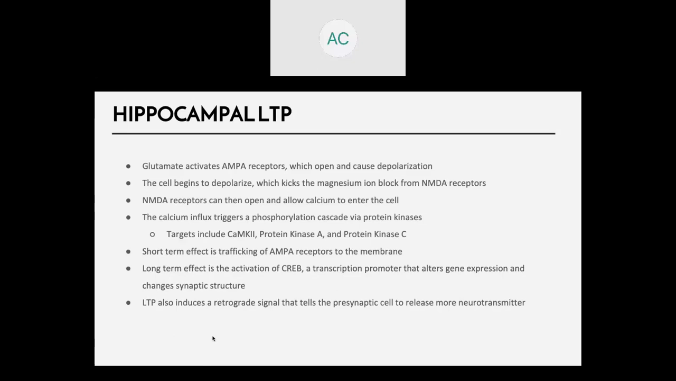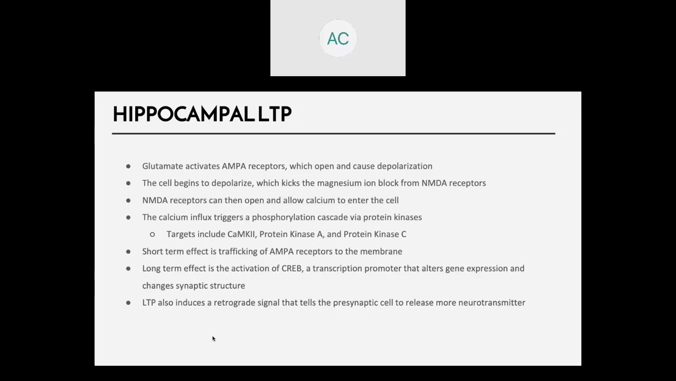So glutamate activates AMPA receptors, and if you'll remember, AMPA receptors are ionotropic glutamate receptors. So glutamate binds to the AMPA receptors, the AMPA receptors open, and sodium can enter the cell and depolarize the cell. Obviously, this is just a graded potential, so it's not enough to cause an action potential yet, usually.